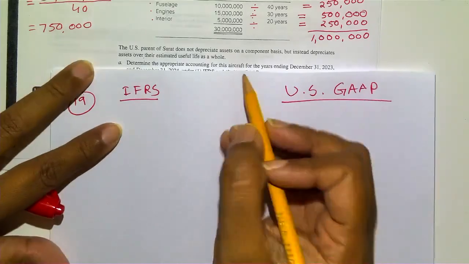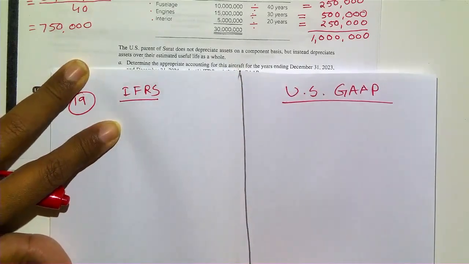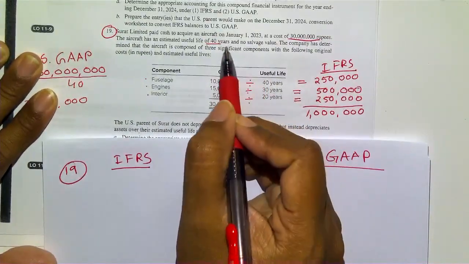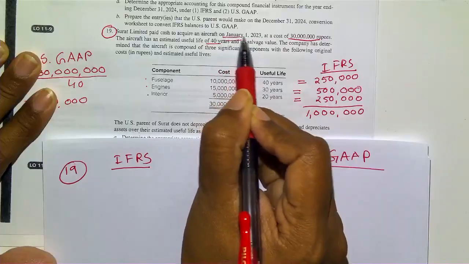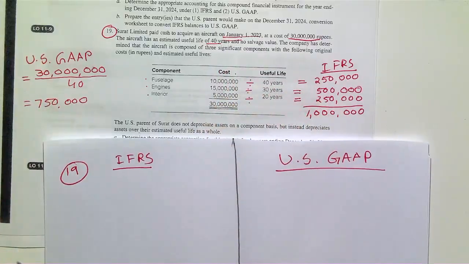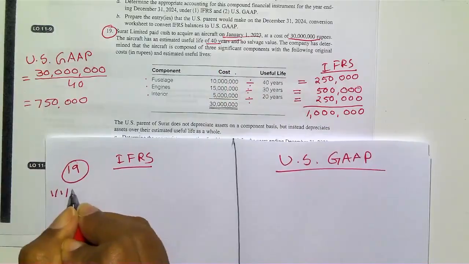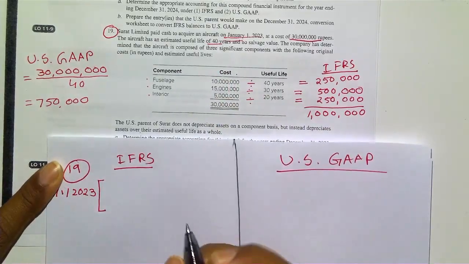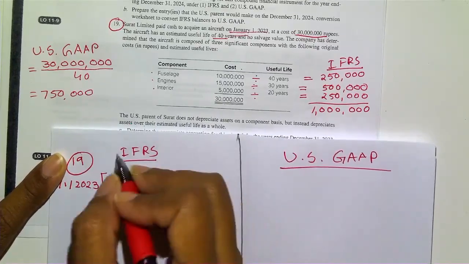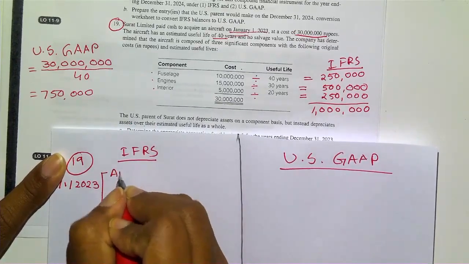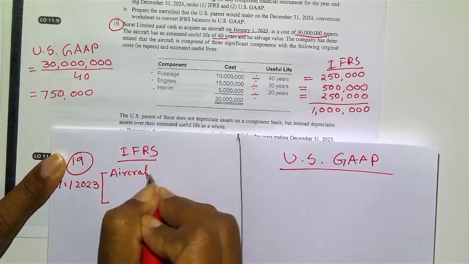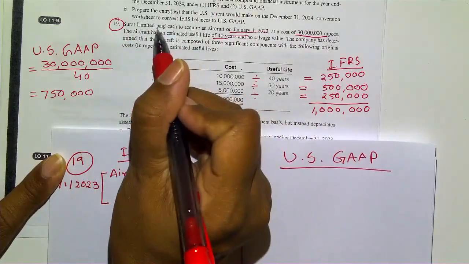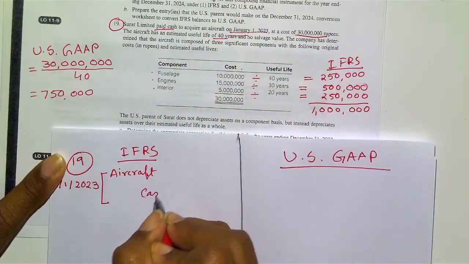Let's do first 2023. IFRS, what happened on January 1st? January 1st, IFRS purchased the aircraft, right? Let's write the date here, January 1st, 2023. So what will be the journal entries? Very basic, you purchased aircraft, aircraft debit, and let's say you paid cash. Yes, they paid cash and cash credit.